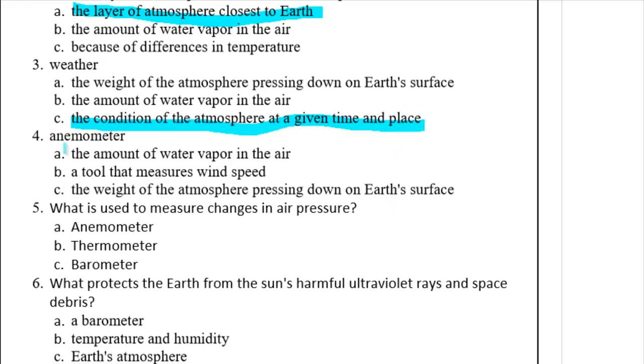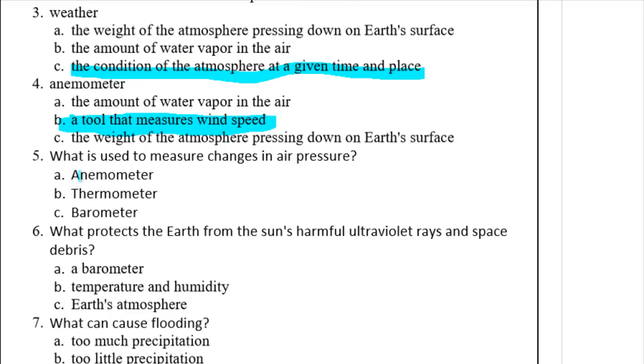Number 4, anemometer. Excellent, it is a tool that measures wind speed. So it will be B, the tool that measures wind speed. Number 5, what is used to measure the change in air pressure? Air pressure is measured with a tool called a barometer. So now we have anemometer, a tool used to measure wind speed, and barometer, a tool used to measure the change in air pressure.